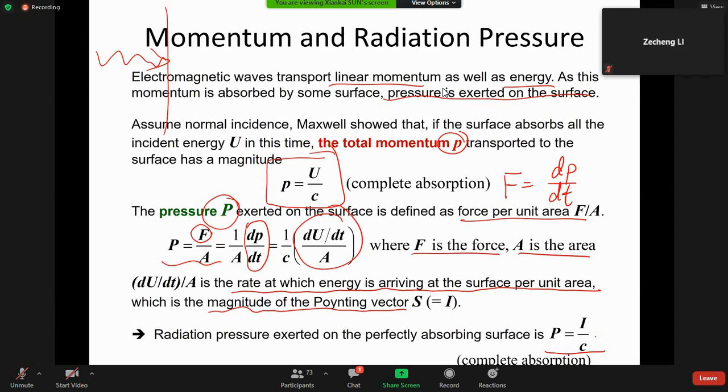Pay attention to uppercase and lowercase. The small p represents momentum, and the uppercase P represents pressure. So small p is equal to U over c, and big P is equal to I over c. So far so good.